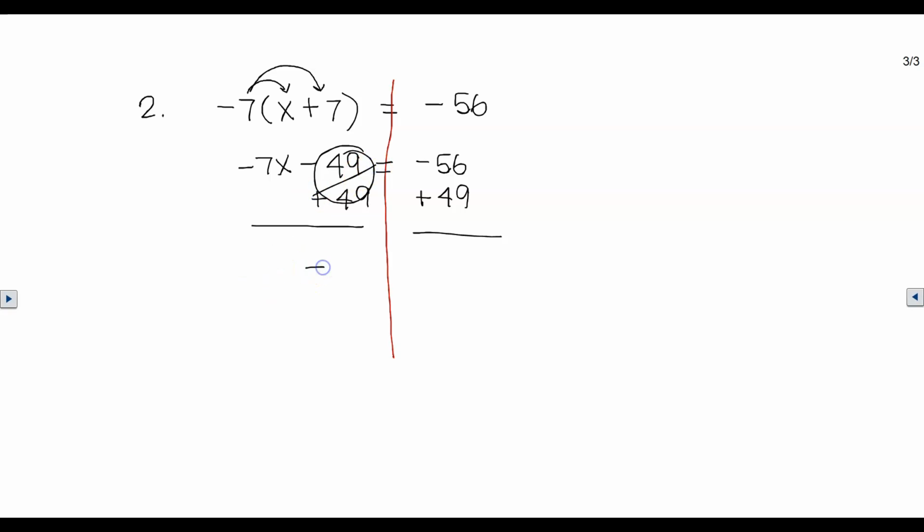All right, so now I'm going to have negative 7x, and that's equal to negative 56 plus 49, which is a negative 7. All right, now that step 4 is complete, I go to step 5, undo multiplying or dividing. When I look at my equation, I see that x is being multiplied by negative 7, so I'm going to divide each side by negative 7. And I get x equals negative 7 divided by negative 7, which is 1. So x equals 1 is what you should have gotten when you worked number 2.